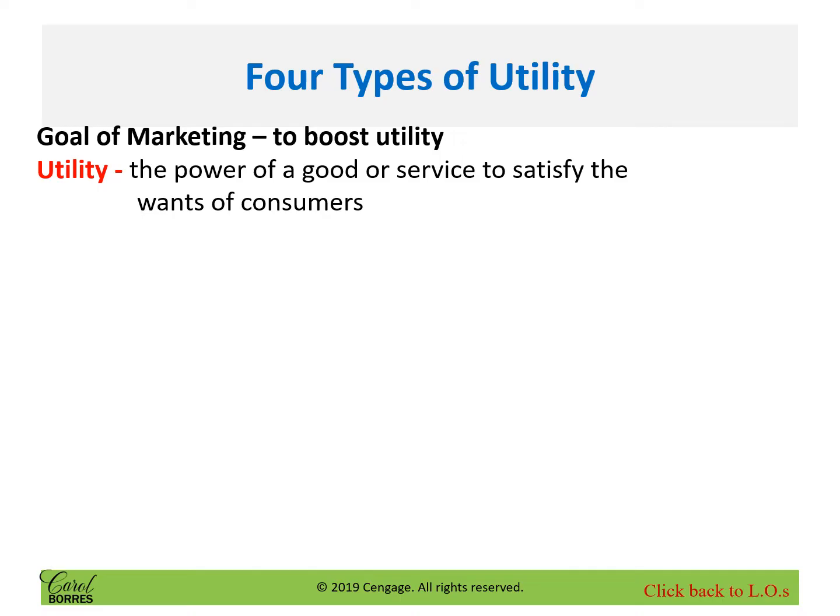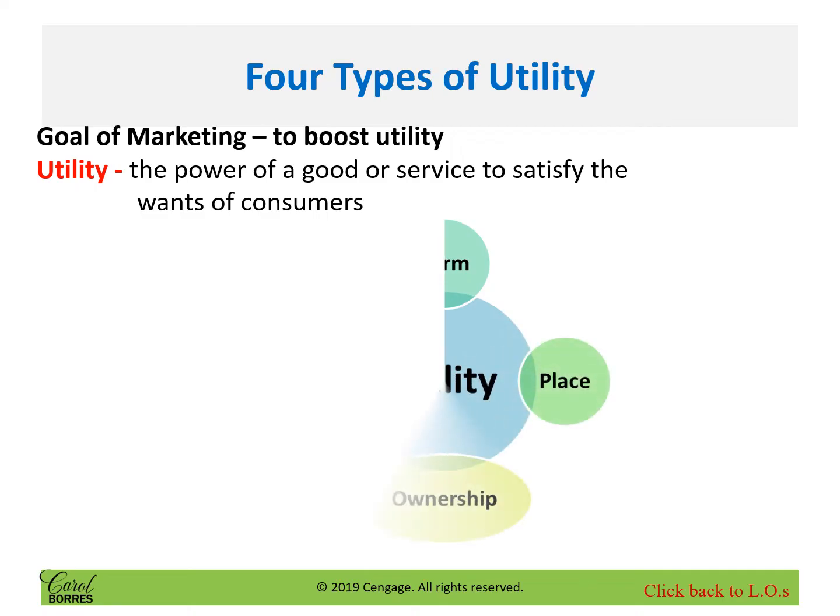4 types of utility. The goal of marketing any good or service is to boost what marketers call utility. Utility is the power of a good or service to satisfy the wants of customers. The 4 basic kinds of utility are form, time, place, and ownership.